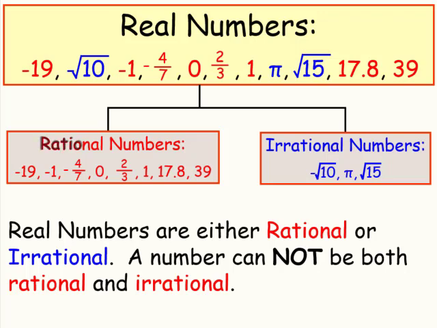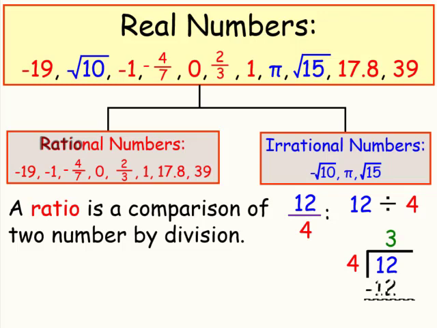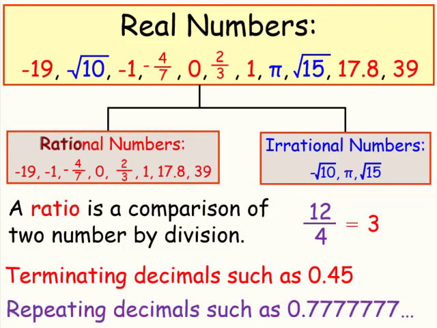The reason why we call rational numbers rational is because a ratio is a comparison of two numbers by division. 12 over 4, since we see it as a ratio or a fraction, this actually means 12 divided by 4. 12 divided by 4 is 3, since 3 times 4 is 12, and we have a remainder of 0. Terminating decimals such as 0.45 and repeating decimals such as 0.77777, and so on, are also rational numbers since we can write them as ratios.